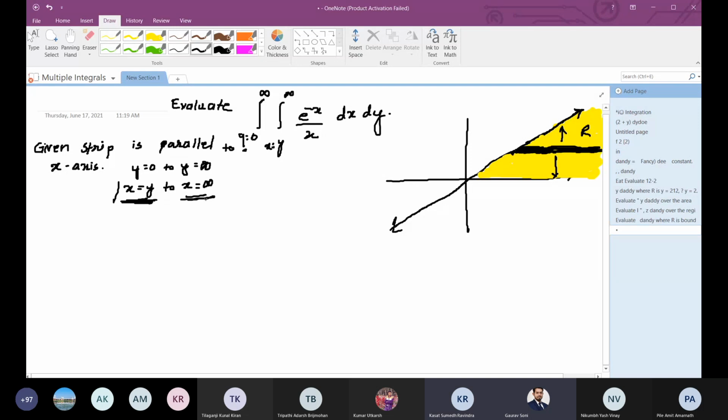You have a horizontal strip which starts from the line x equal to y. That's why only in this region your strip is going to start from the line x equal to y. If you draw the strip here, then your strip must start from the line x equal to 0. Yes, sir. Got it. I'm sorry, sir.